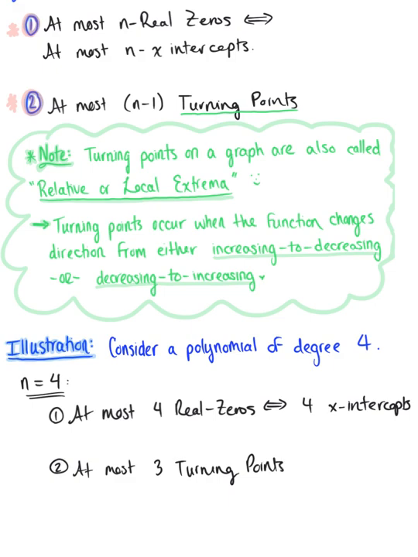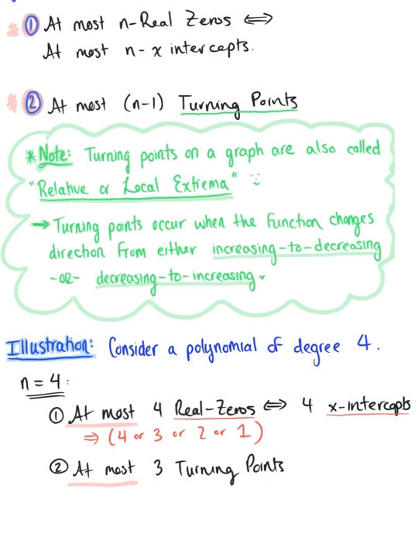Now, we want to be careful here. So I want you to keep these key words in mind. At most 4 real zeros, or at most 3 turning points. So this does not mean that the graph has a total of 4 real zeros. This means that it can have at maximum 4 real zeros. So in other words, the graph can have 4 or 3 or 2 or 1 real zeros or x-intercepts.